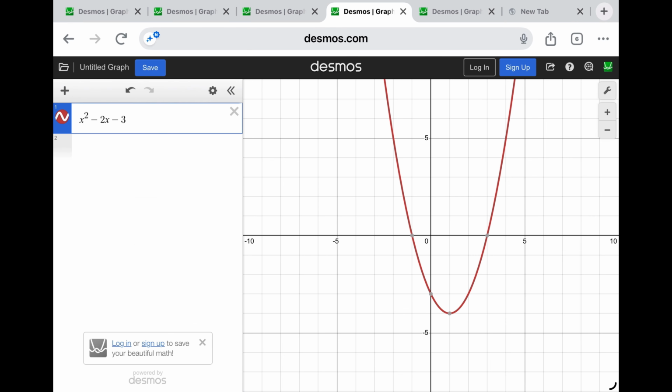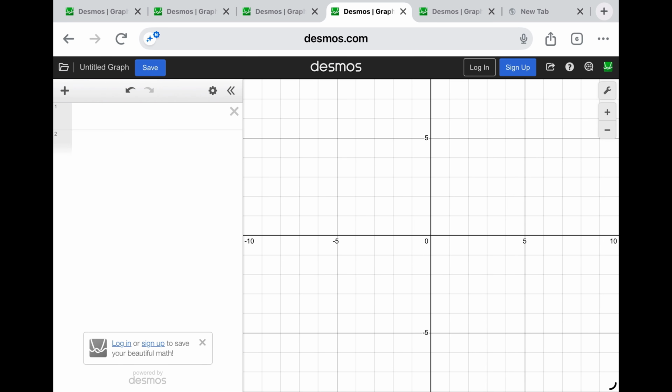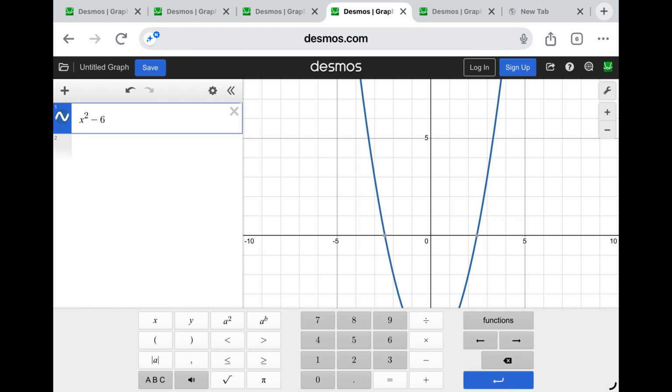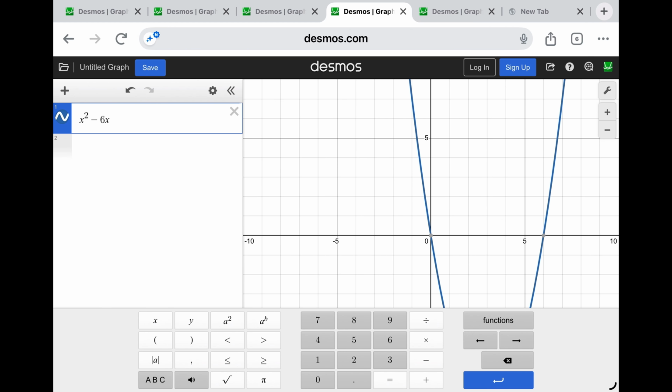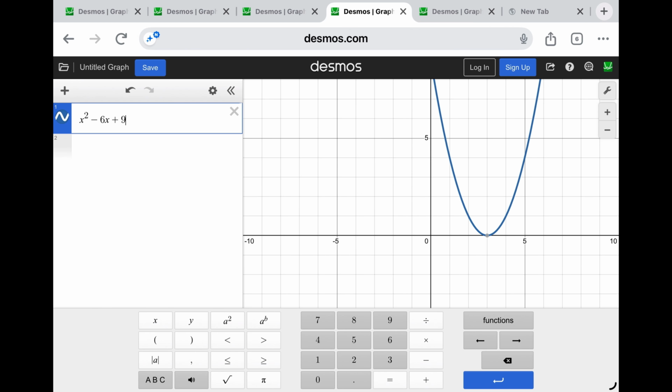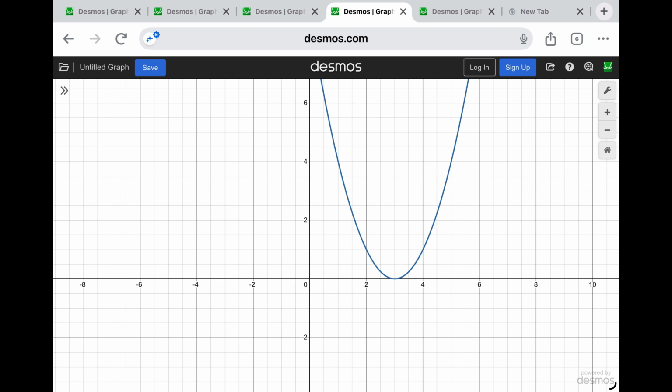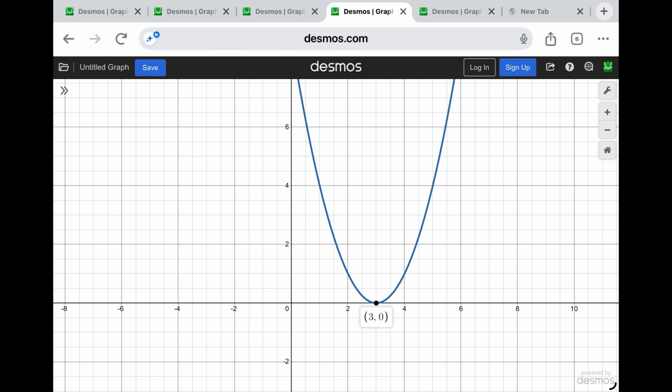Well, let's examine another one. Let's examine x squared minus 6x plus 9. It's a perfect square. Here we go. What do you notice? This touches the x-axis only once. So this is one real solution.